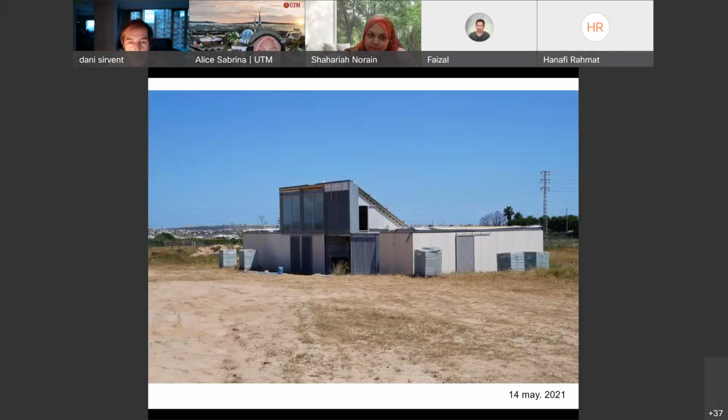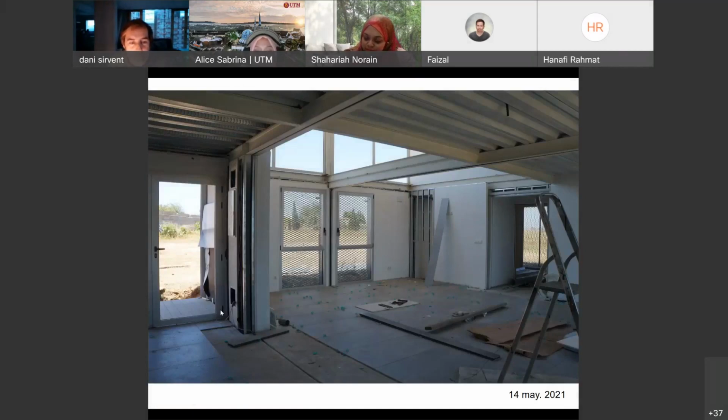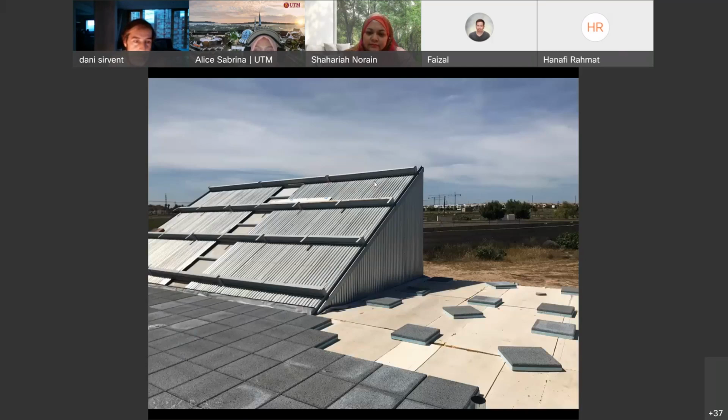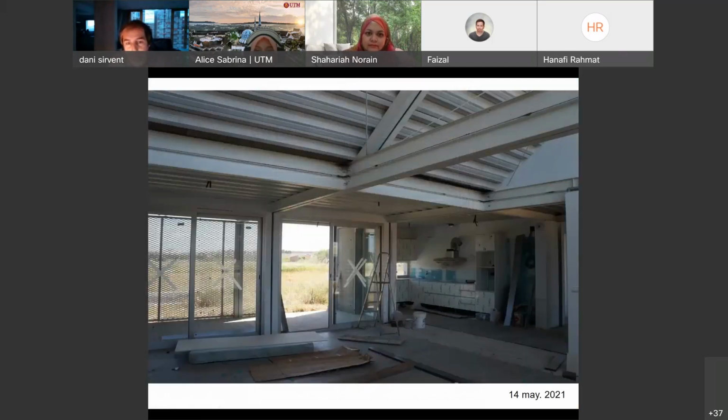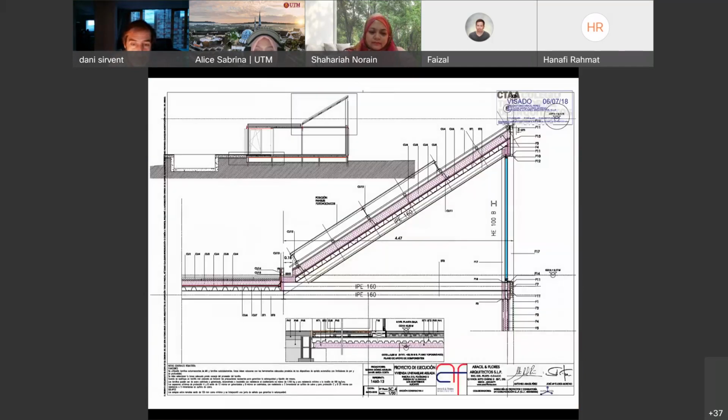Once you have the modules on site, you need to join them. For example, here you can see a joint in the floor, a joint in the upper part, and also in the roof. In the roof, you have to join the different elements from inside. Here you have the details in the original project, and some pictures from inside of the same point. Some details of these joints of elements.